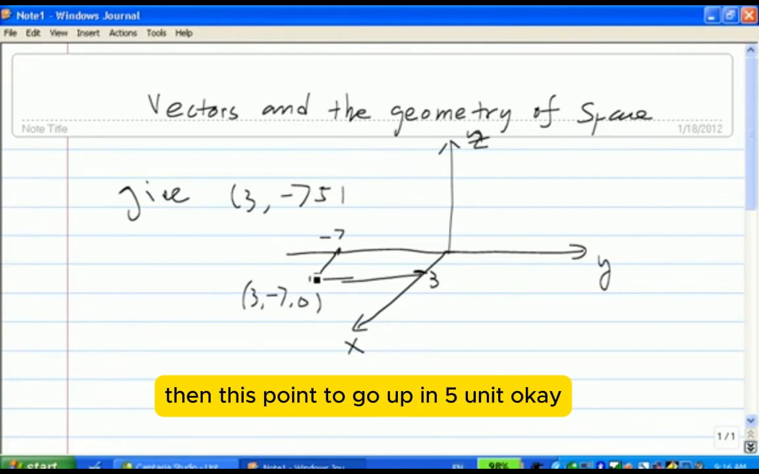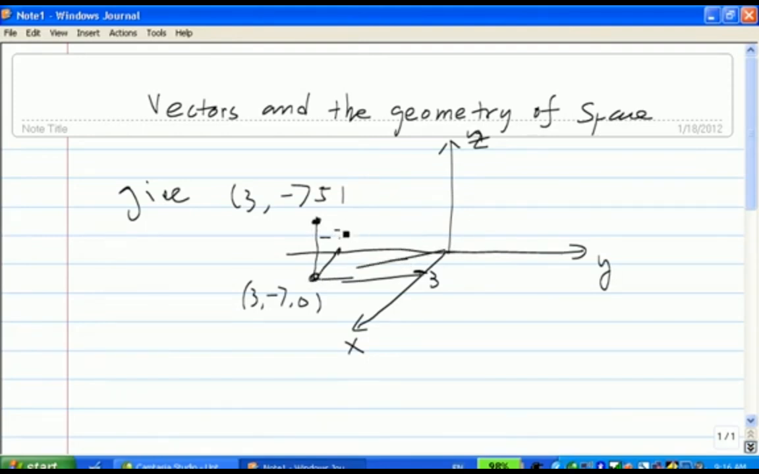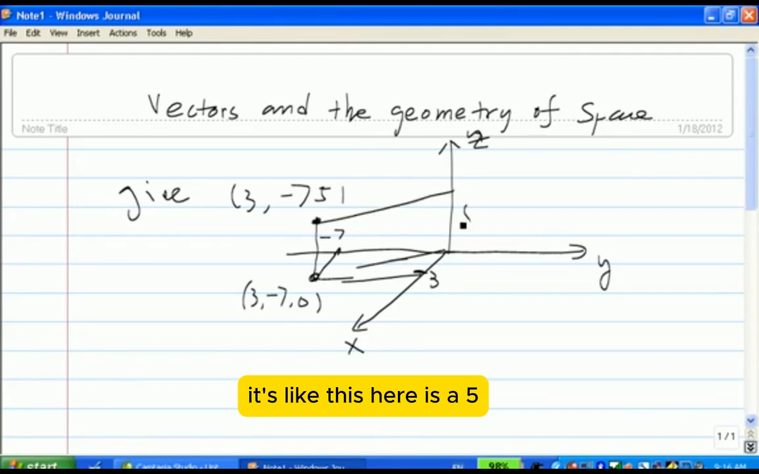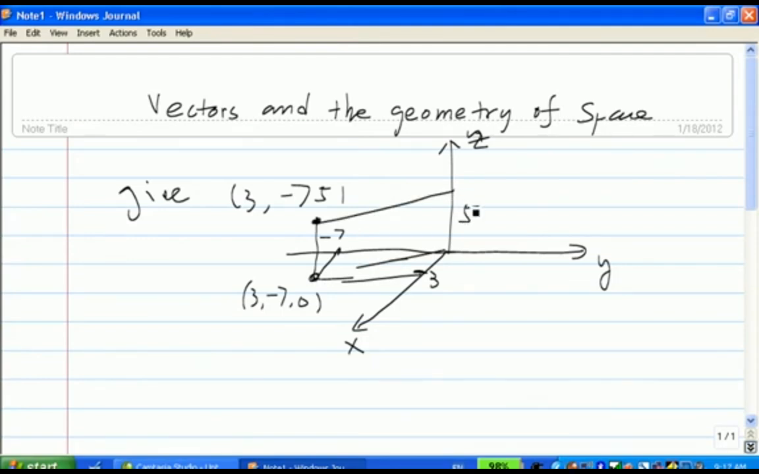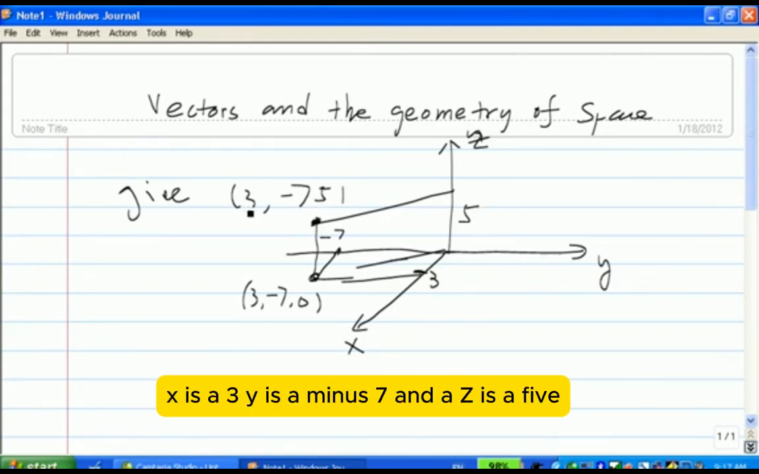Then this point goes up 5 units. So you get this point. It's like this. Here is a 5. So this point can be described by a triple, where the x-coordinate is 3, y is -7, and z is 5.